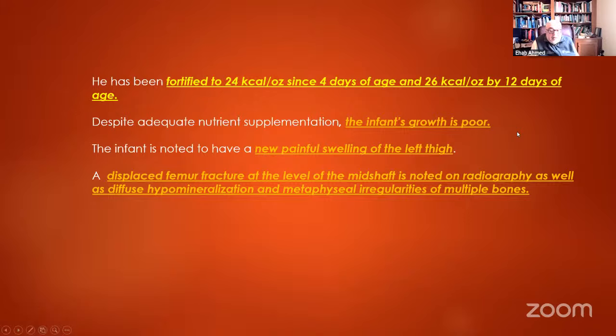And then Hala jumped to the diagnosis, hypophosphatasia. So you don't have any other differential diagnosis.